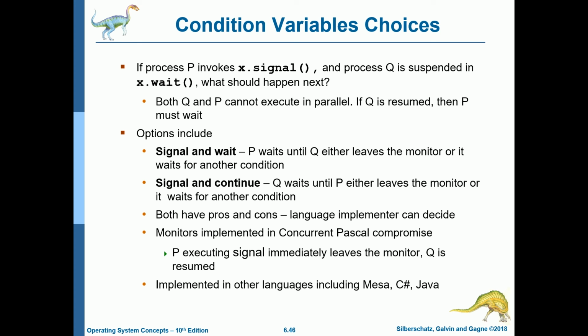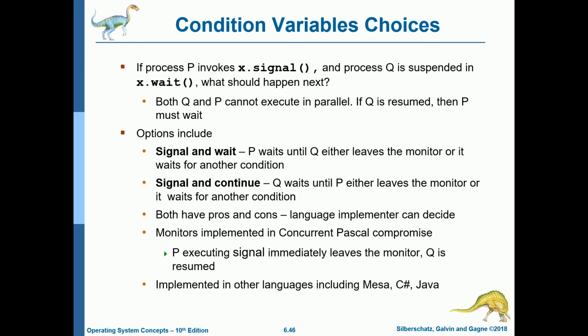But now we're in a scenario where conceptually both processes could continue their execution, and so these two possibilities exist. We signal and wait, so P either waits until Q leaves the monitor or waits for another condition. Or otherwise, signal and continue. This is where Q either waits until P leaves the monitor or waits for another condition.